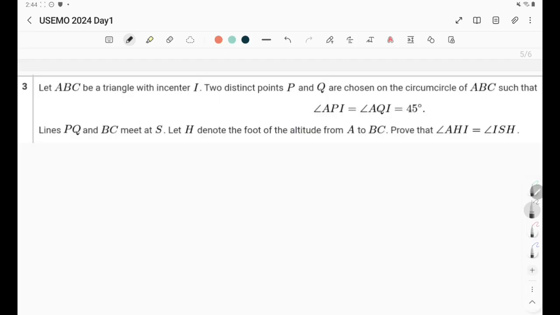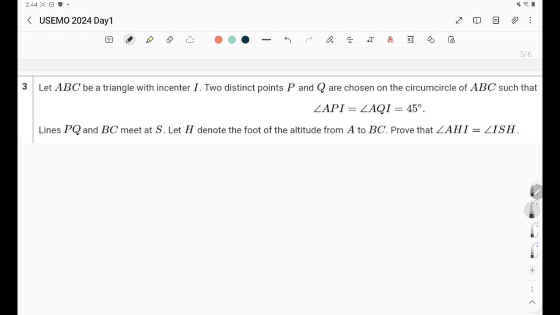Alright, our third problem and last problem for day 1 is the following geometry problem. As you can see, we've got a simple triangle ABC, an incenter I, and they're defining 2 points P and Q on the circumcircle, such that angle API and angle AQI are both 45. Then we're taking this line PQ, intersecting it with BC at a point S, and they're defining H to be the projection from A to BC. We need to show these 2 angles are equal.